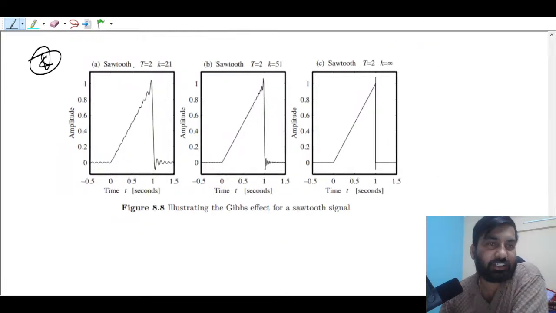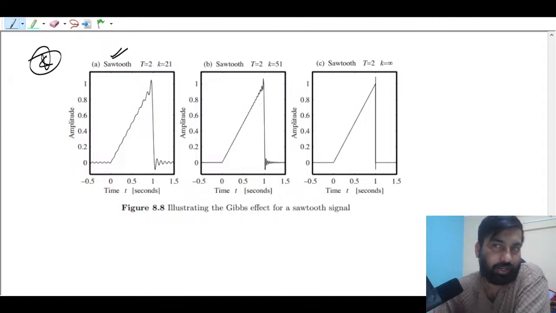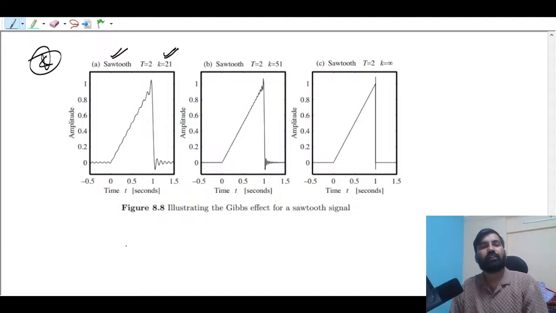So this is nothing but a sawtooth waveform, and the time period is 2, and the harmonic index here we have taken k equal to 21. So you see here, guys, we are trying to reconstruct this. There is a ripple, and here also we are having some ripple, but at the jump there will be some sort of overshoot and some sort of undershoot at this jump location, always.